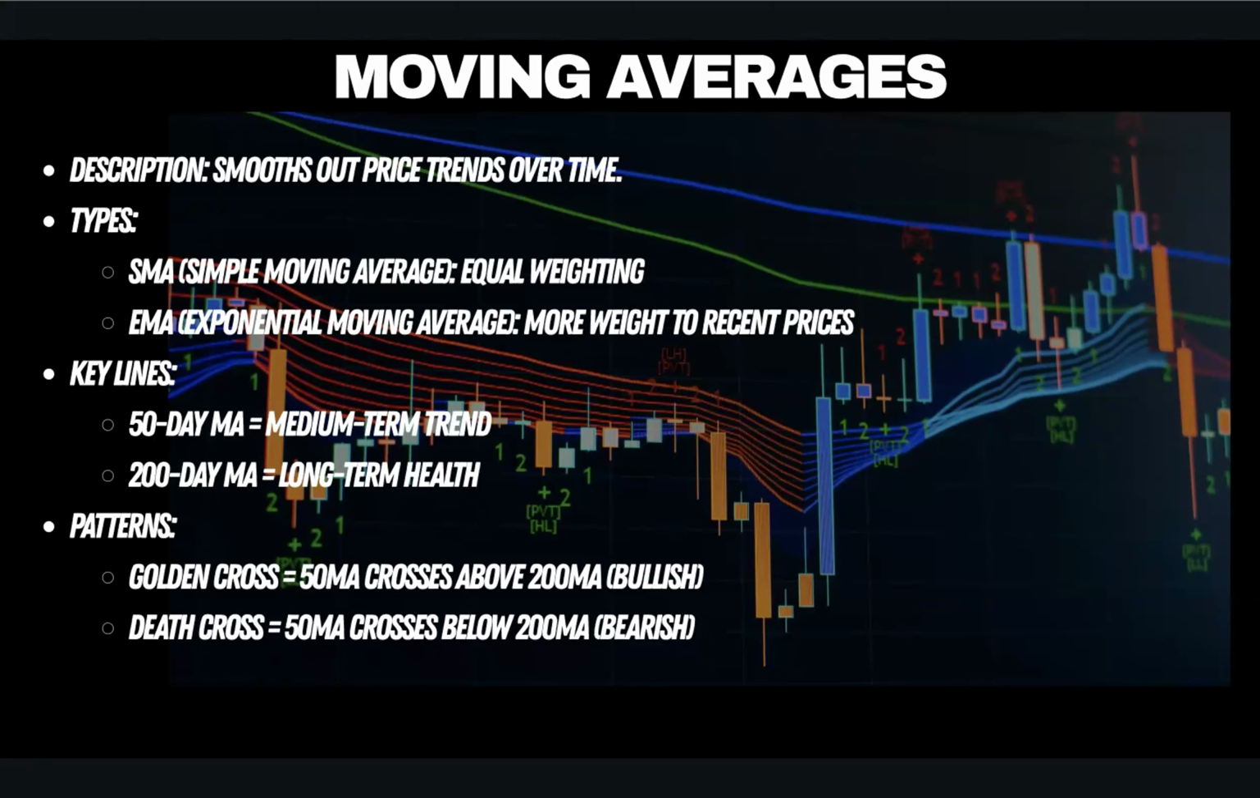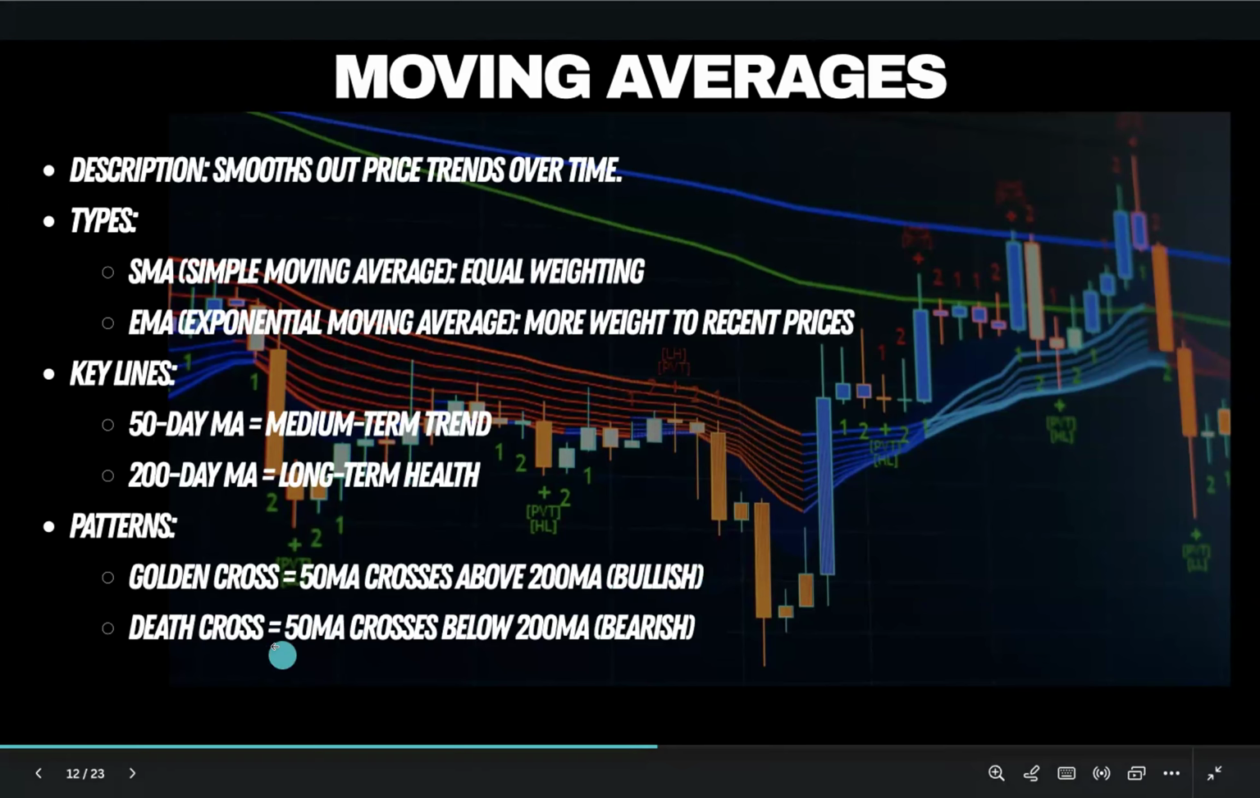So the patterns: you've got the golden cross, which is when the 50-day moving average crosses above the 200-day moving average, which is bullish. And then we've got the death cross, which is when the 50-day moving average crosses below the 200-day moving average, which means it's bearish.